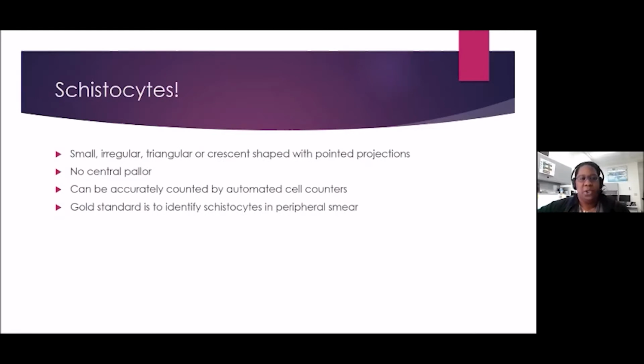So I have schistocytes, exclamation point, and I have that because people tend to have a knee-jerk reaction when they hear schistocytes. So I'd like to first describe what they are a little bit. They're described as small, irregular, or triangular or crescent-shaped red blood cells with pointed projections. They have lost their shape, so they don't have an area of central pallor like you would see in normal red blood cells. They can be counted with automatic counters, but the gold standard for identifying schistocytes is to actually look at them under the microscope.